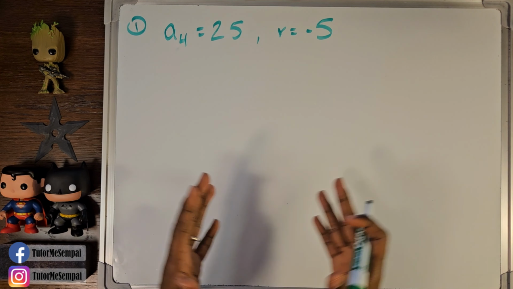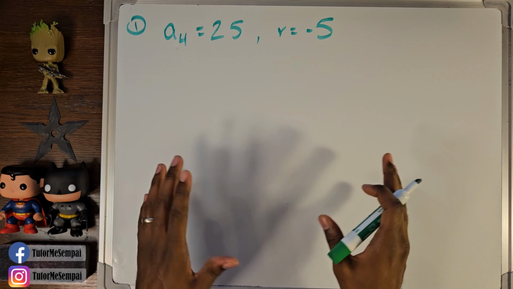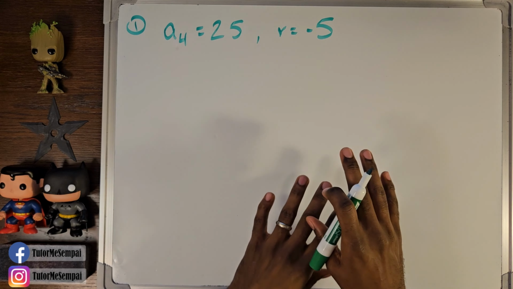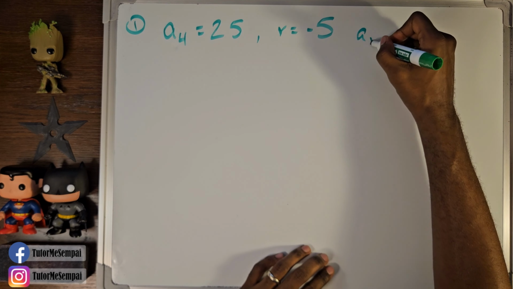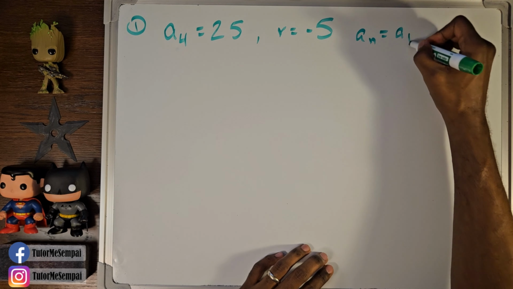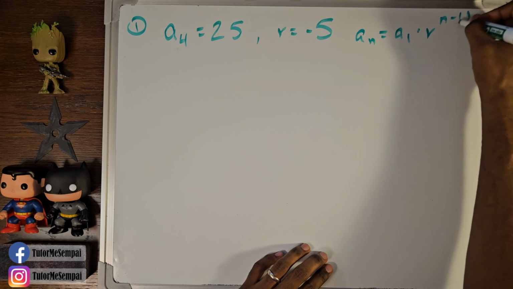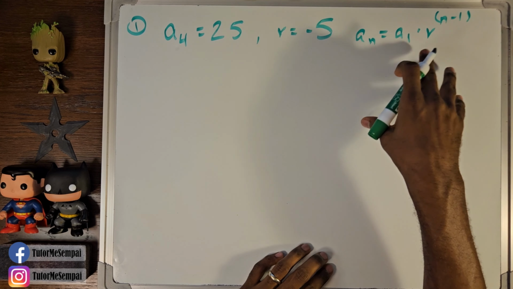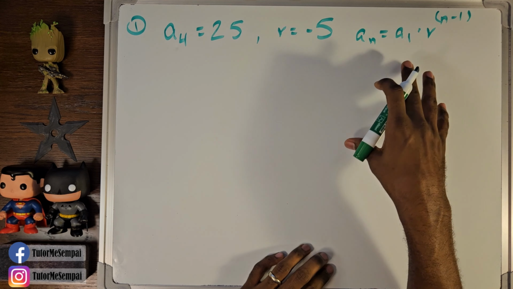So the first thing you want to do is write out the explicit formula in general form. We're not going to worry about what the specifics are. This is just giving us a roadmap so we know what we're trying to aim for. So we know that a sub n equals a sub 1 times r to the n minus 1 power. This is our general form of our explicit formula. We want to fill in this as much as we possibly can.